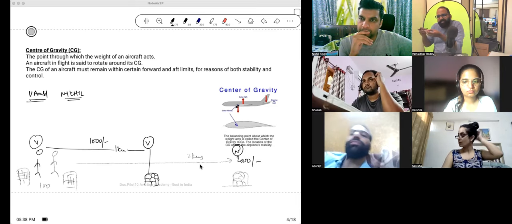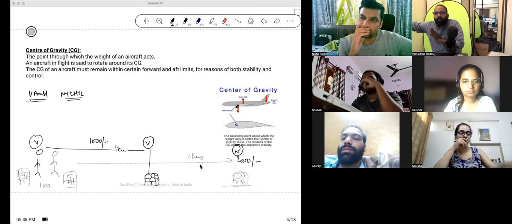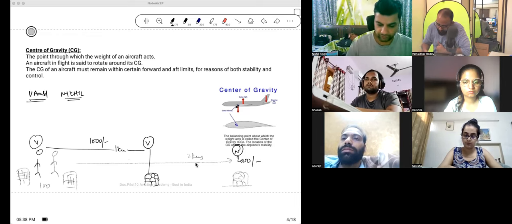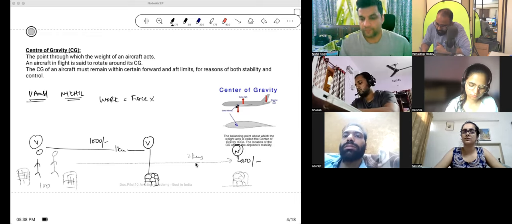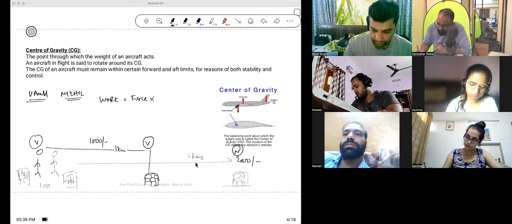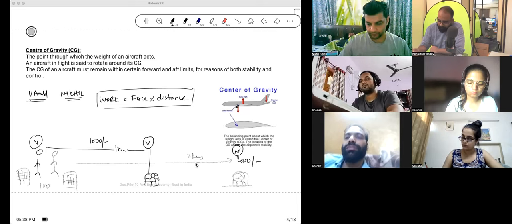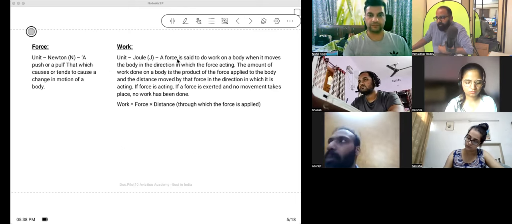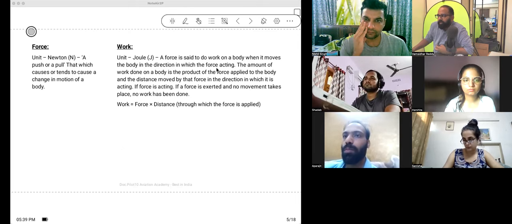That means when you exert a certain amount of force and you move a certain body for a certain distance, that is called work. So that's why you say Nikhil did more work. He carried more distance. So work is nothing but force into distance. How many of you understood? Work is force into distance. A force is said to do work on a body when it moves the body in the direction of force acting.